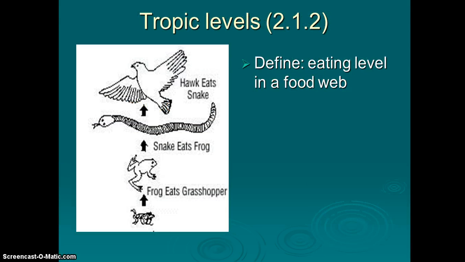We're going to move forward to our next objective, 2.1.2, which is trophic levels. And we can see that trophic levels here is the eating level in a food web or food chain. This here is a food chain, and this grasshopper is the first trophic level, and it's being eaten by a frog, a second trophic level. And we're going to talk about how each of these different trophic levels has different terms for them.